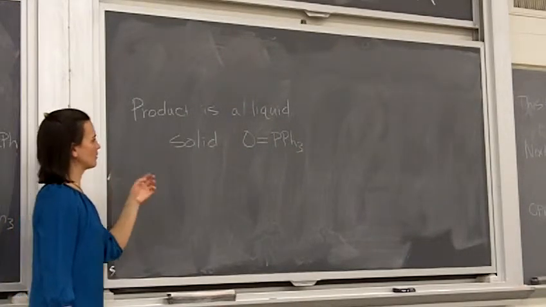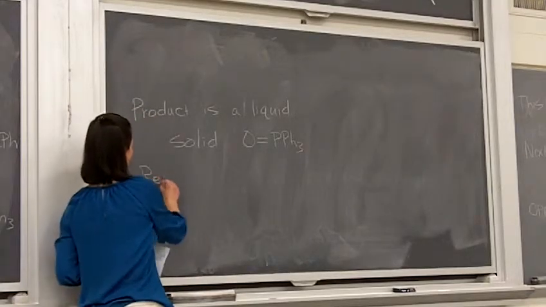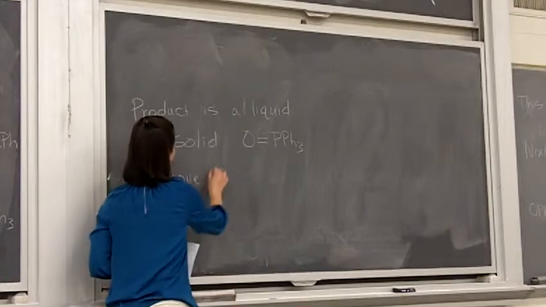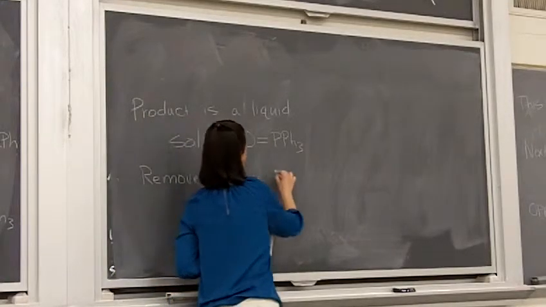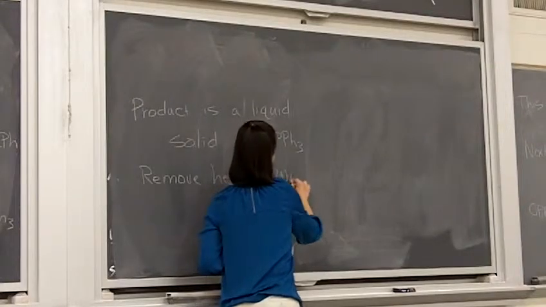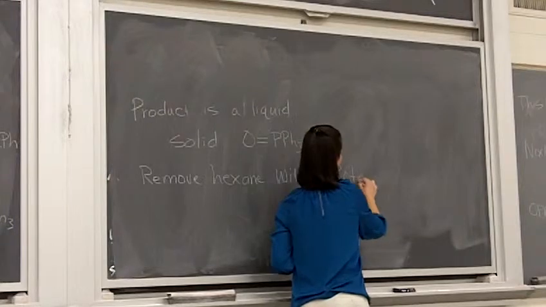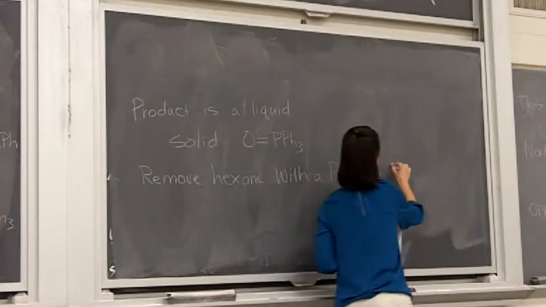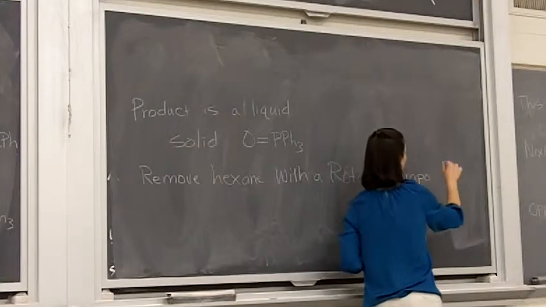Then what we're going to do is we need to remove the hexane. We're going to remove the hexane with what is called a rotary evaporator. So all of a sudden, you're going to get really upset that we ever made you distill anything, because you're going to learn how to do it really quickly.